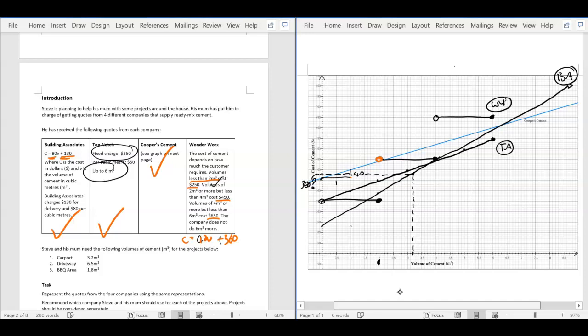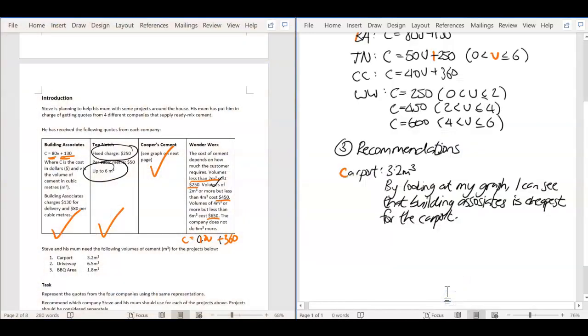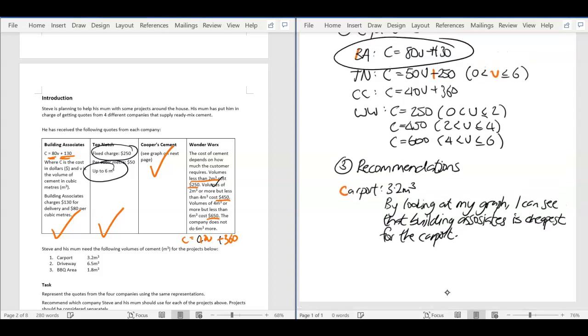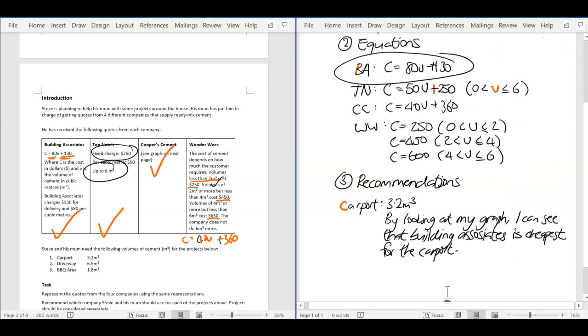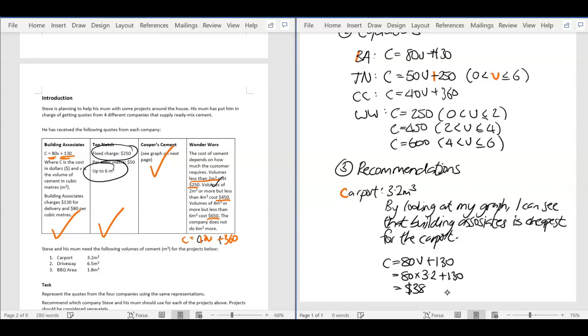But the issue is I'm not actually sure because the graph is never going to be perfect. So this is when we need our other achieve skill, the substitution, to be employed. So we're looking at Building Associates. So we know their formula from earlier. So C is equal to 80V plus 130. So we're going to go 80 times 3.2 plus 130. If you put that in your calculator, you're going to get $386. And that tells us the cost.